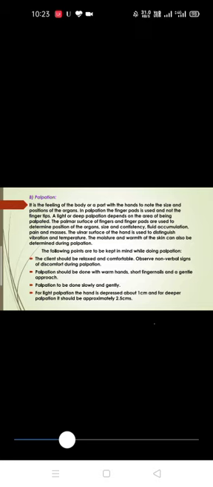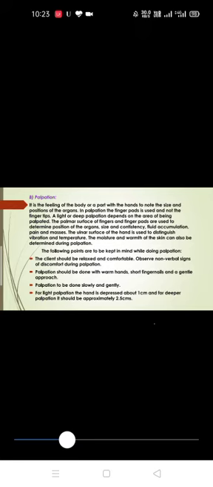In palpation, the finger pads are used and not the fingertips. A light or deep palpation depends on the area being palpated. The palmar surface of fingers and finger pads are used to determine position of the organ, size and consistency, fluid accumulation, pain and masses. The ulnar surface of the hand is used to distinguish vibration and temperature. The moisture and warmth of the skin can also be determined during palpation.